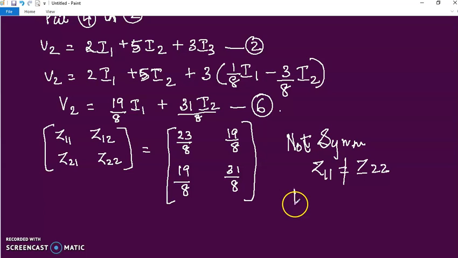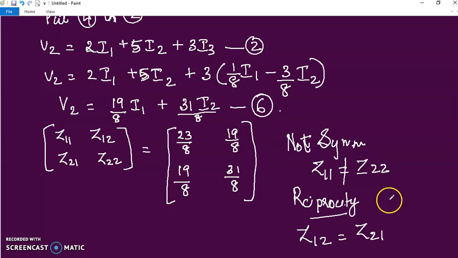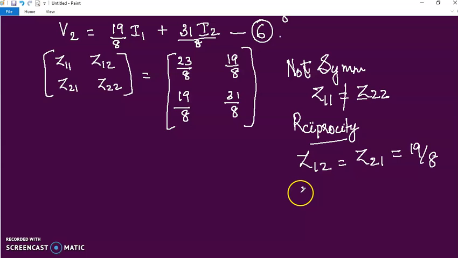Now we'll go for reciprocity. The condition for reciprocity was Z12 is equal to Z21. Here we can see both are equal to 19 by 8. Therefore, the system is reciprocal. Okay. That's it.